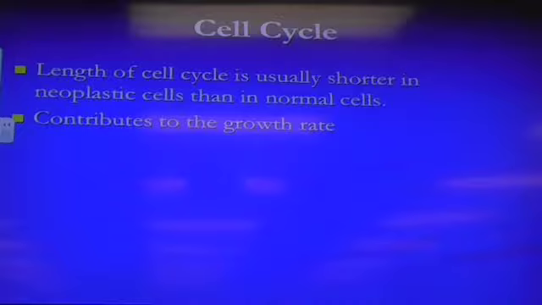So they're constantly dividing. So that's one of the things that contribute to the growth rate. What's more important for the growth rate is actually the fact that they don't respond to stimuli to stop growing and to die or to become apoptotic. So you don't get that cell loss. That's the most important factor. But the fact that they have a shorter cell cycle also contributes.